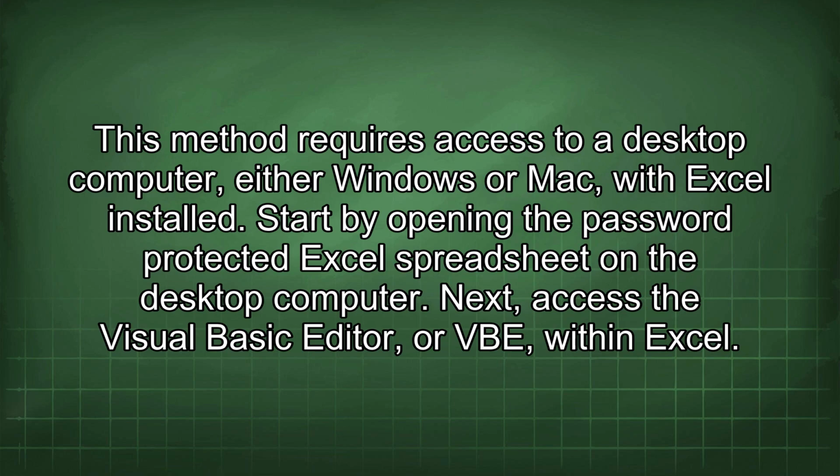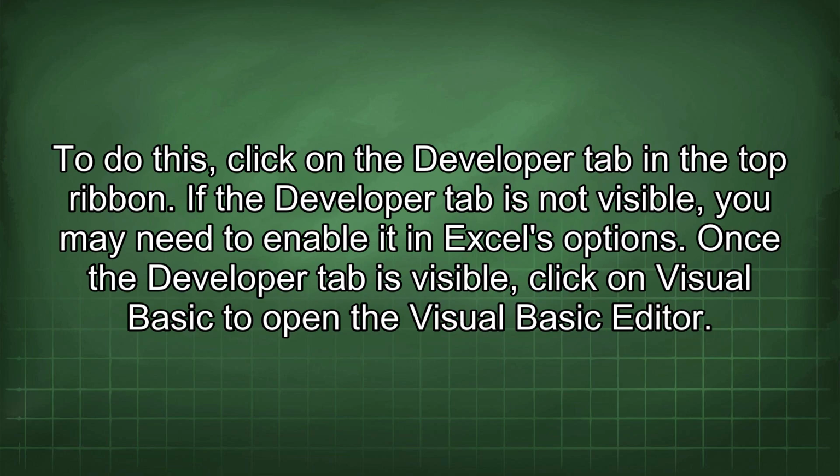Start by opening the password-protected Excel spreadsheet on the desktop computer. Next, access the Visual Basic Editor, or VBE, within Excel. To do this, click on the Developer tab in the top ribbon. If the Developer tab is not visible, you may need to enable it in Excel's options. Once the Developer tab is visible, click on Visual Basic to open the Visual Basic Editor.